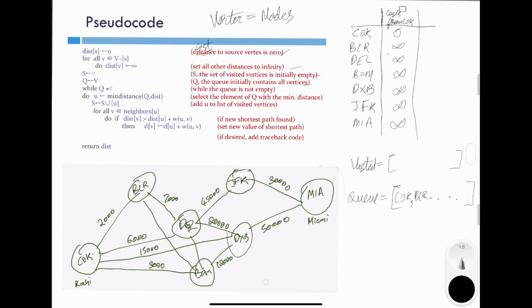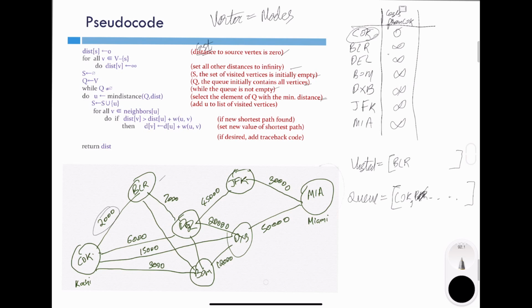So how do we start with dequeuing things? What we do is look for the adjacency list of COK, and we find the edge which has the least cost. So it's going to be the Bangalore edge. We go into that, and that is where we reach in the algorithm now. We add Bangalore to the list of visited, and obviously dequeue it from the queue.